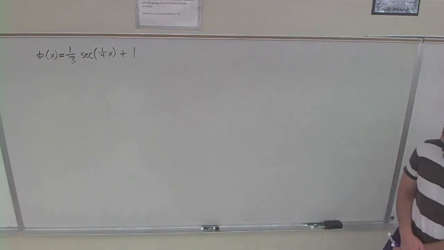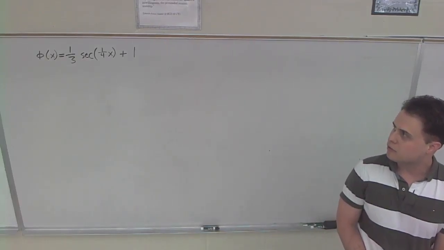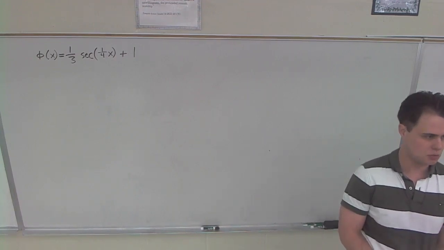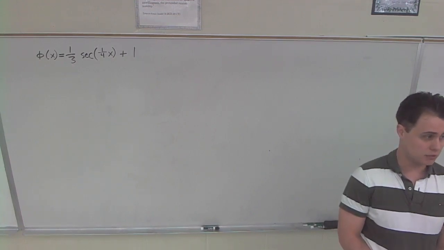So guys, let's look at the graph of phi here. It's going to be 1/3 secant of 1/4 x plus 1. So how should we start graphing this? Help me remember, because on Monday you're going to take your first little graphing quiz.